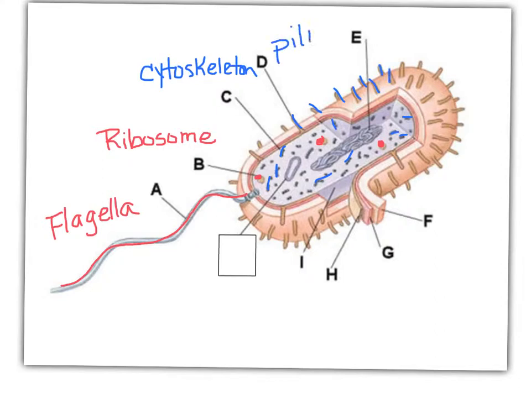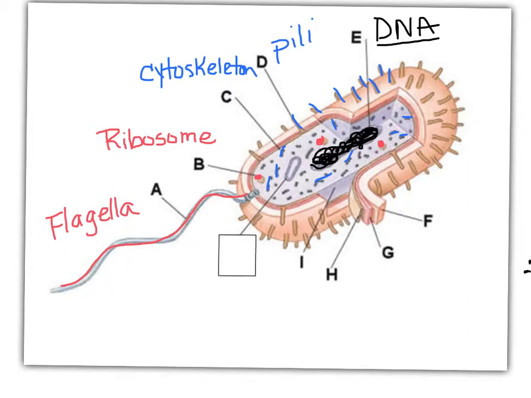They help for attachment. Letter E is this dense region of noodles in the middle that give directions. It's the control center of the cell, even though it is not really a nucleus. It's our DNA. Later we'll talk about viruses and how it can be DNA or RNA, but for a bacteria, it is actually DNA. That is the instructions on how to make proteins that are carried out by the ribosome.